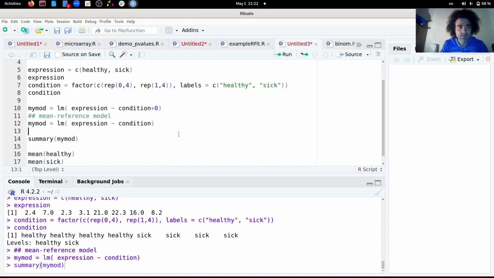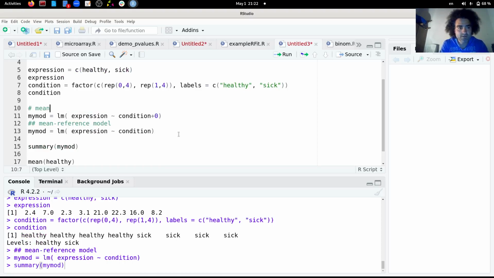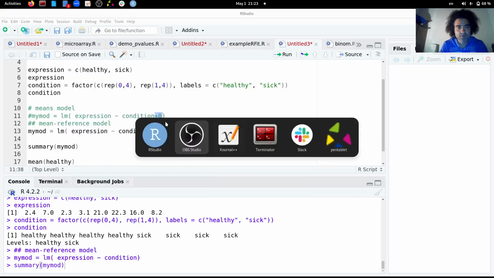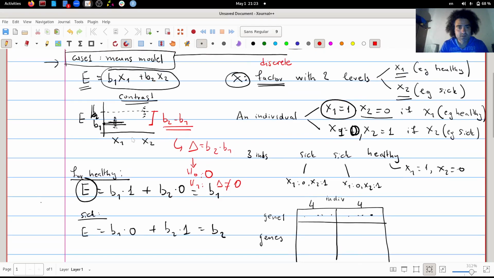Okay, I run this. So I remind you here that this is the means model that we saw in the previous video. We will not apply this now, but the model in this video is the mean reference model represented by this line. Now, if you want to remember it, the difference between these two is that since there is a 0 here, it's like the basic level is the level 0. So, for example, here in the means model, this is our reference, and we try to estimate whether this B1 and this B2 are statistically different than the reference level, which is 0.